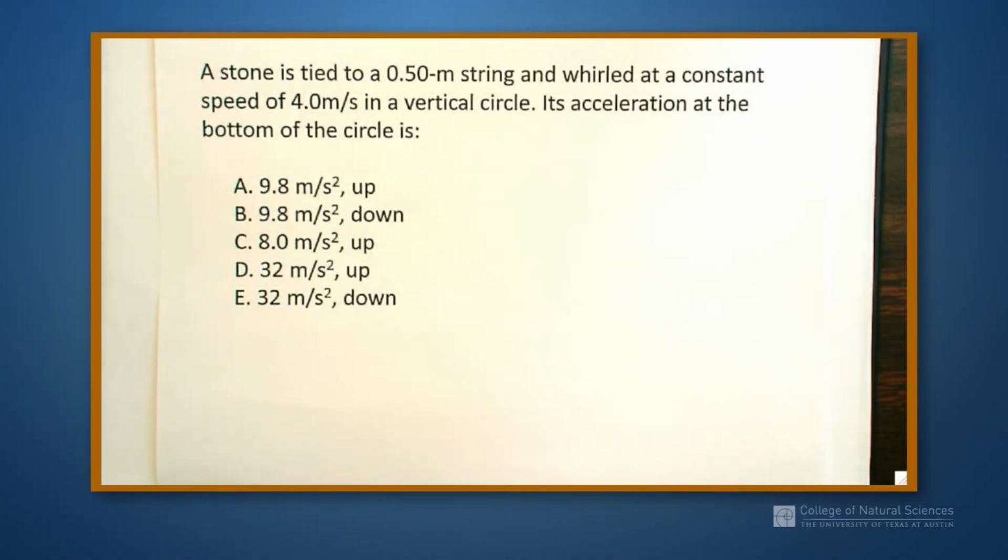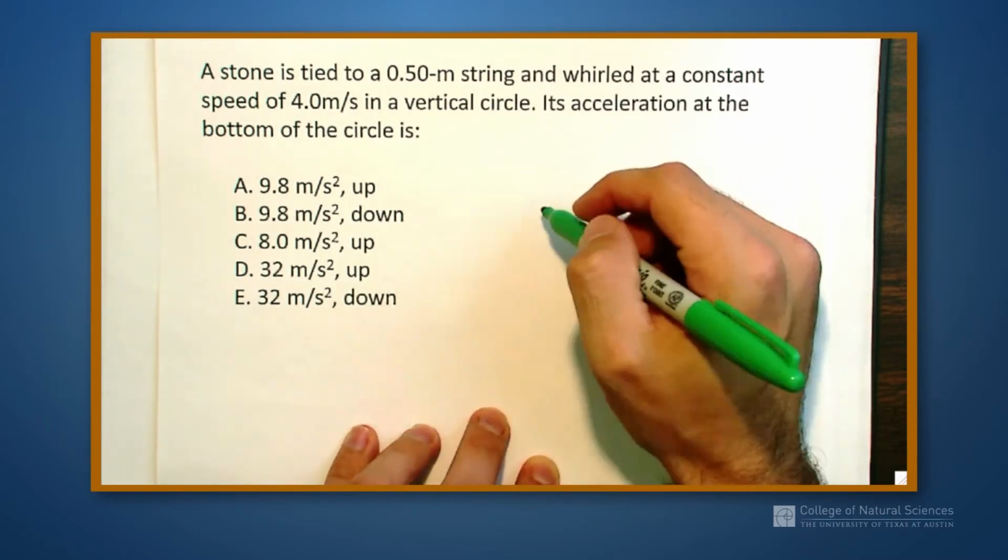So this problem says a stone is tied to a 0.5 meter string and whirled at a constant speed of 4 meters per second in a vertical circle. Its acceleration at the bottom of the circle is what? This is a tricky little problem, but it's not that bad to do. It just takes us to be very careful of how we think about this problem.